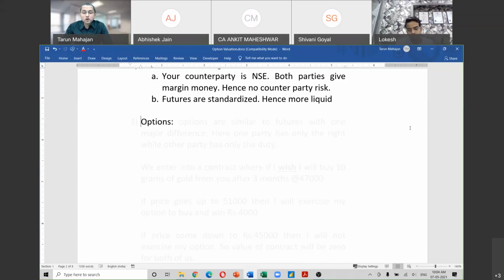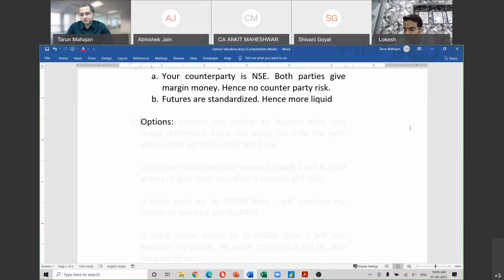I have the choice, I have the option. Option 1 to execute, option 2 to forget about it, not to execute. Option 1 to execute, obviously if the price goes up, I'll recover difference amount, execute the contract. If the price comes down, I'll say forget about the contract, why should I pay you the difference? But you will think that this is beneficial only for Tarun Mahajan. This is not beneficial for you. Why should you enter into such a contract with me at all?